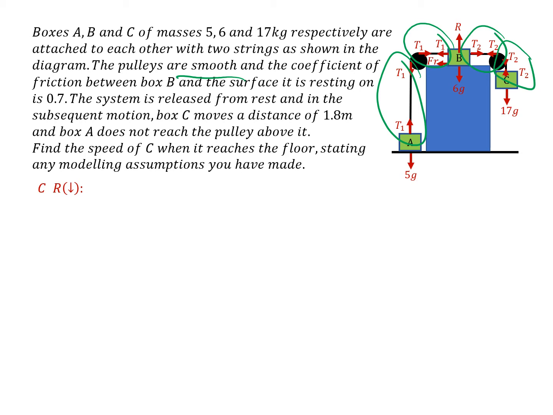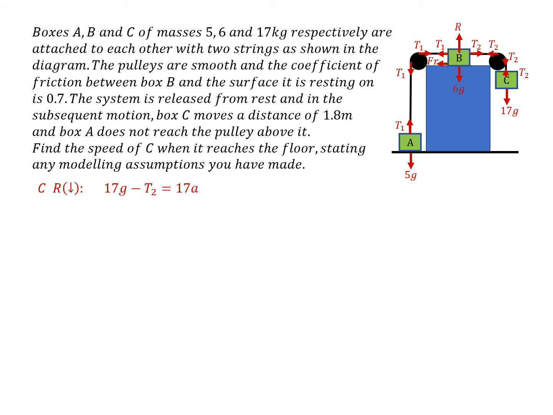So now I can resolve for particle C downwards. I'm resolving in the direction that the acceleration would take place. So that's going to accelerate in that direction. B is accelerating in that direction, and A is accelerating in that direction. So those are the three directions I'm choosing for my resolving.